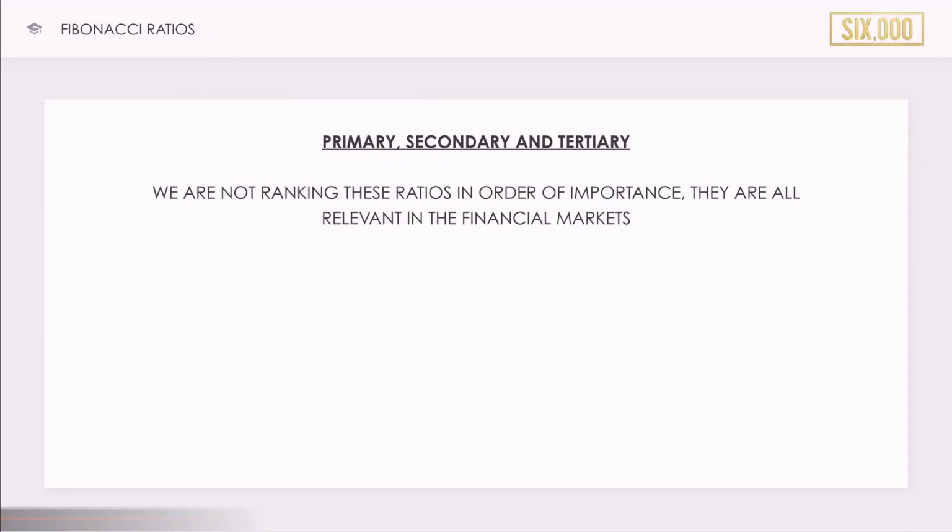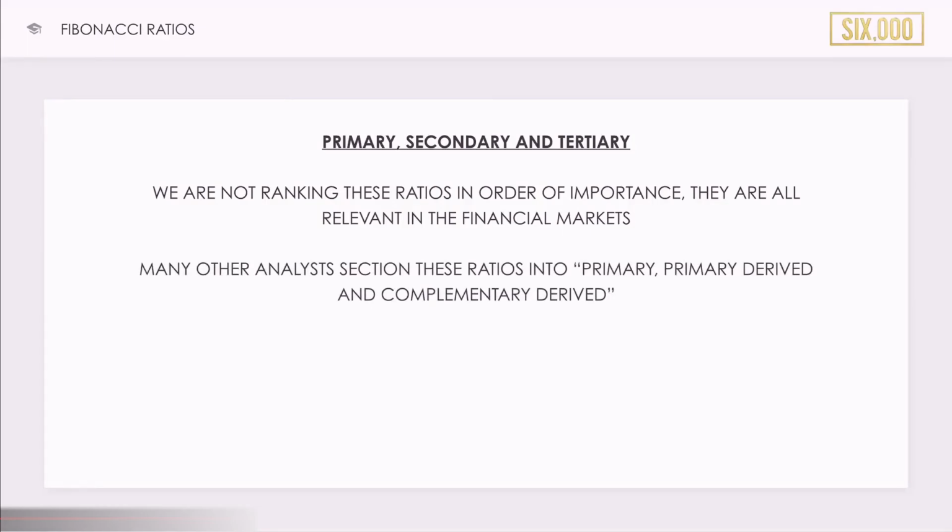And to end on the primary, secondary and tertiary before we head into our next part of this topic, I just want to note that we are not ranking these ratios in order of importance. They are all relevant in the financial markets. They all serve a purpose. They're all defined measurements that we can use in aid of making a profit. It's not to say that the secondary numbers are more reliable than tertiary numbers. I've just organised these in the way they are derived. Many other analysts section these ratios into primary derived and complementary derived.